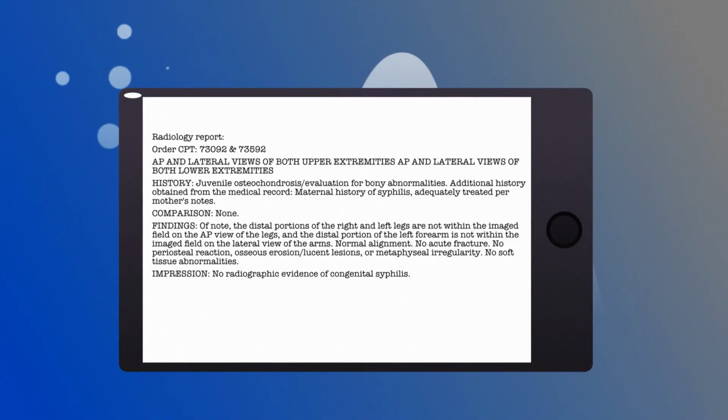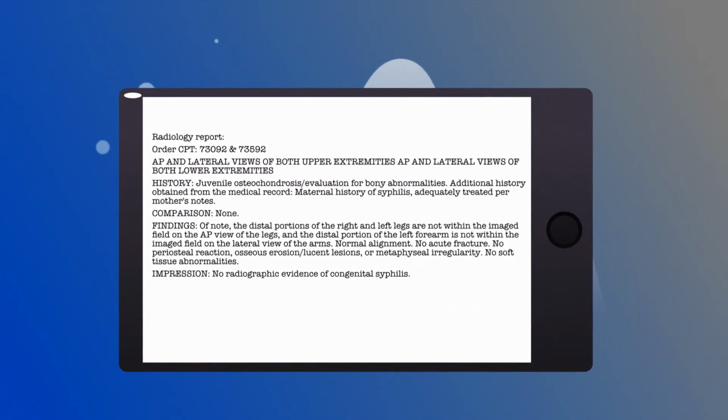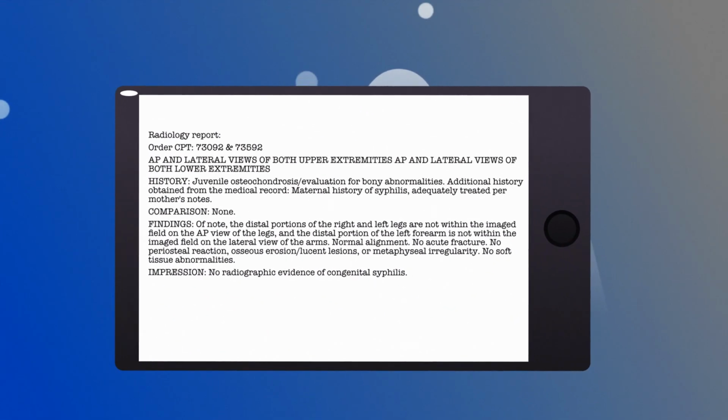Comparison: none. Findings: of note, the distal portions of the right and left legs are not within the imaged field on the AP view of the legs, and the distal portion of the left forearm is not within the imaged field on the lateral view of the arms. Normal alignment: no acute fracture. No periosteal reaction, osseous erosion, lucent lesions, or metaphyseal irregularity. No soft tissue abnormalities. Impression: no radiographic evidence of congenital syphilis.